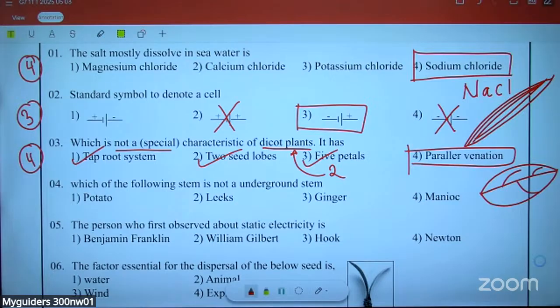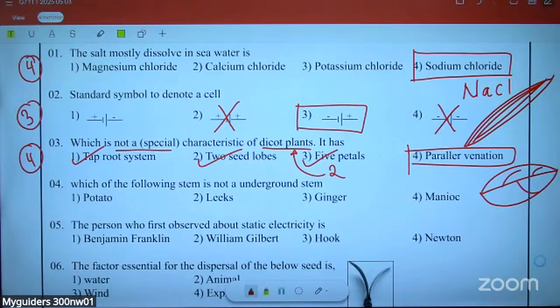Is that an underground stem or is it a kind of root? Yes. Manioc is an underground root. It's a root, so it can store some sort of food. So this is what we call an underground root. Okay. So then you have another one here. Now this should be the answer. Let's see whether that is the answer.